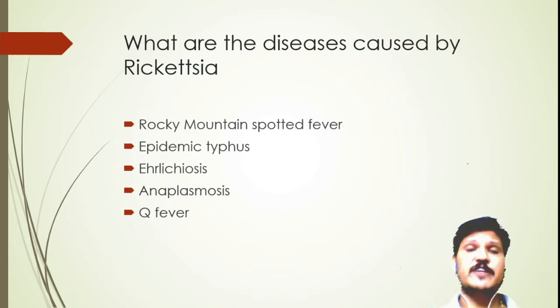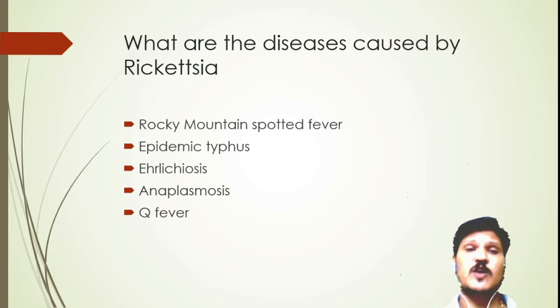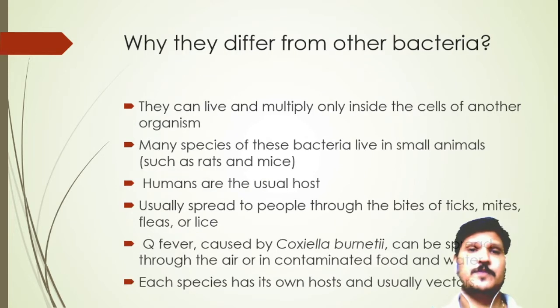What are the diseases caused by Rickettsia? Rickettsia causes different types of infections. These include Rocky Mountain spotted fever, epidemic typhus, ehrlichiosis, anaplasmosis and Q fever. I am not going to discuss all these infections in detail, but in this topic I am going to discuss only the general features of Rickettsial infections and their importance.